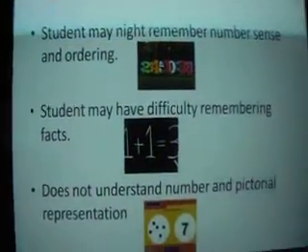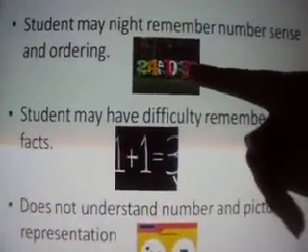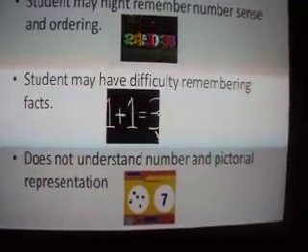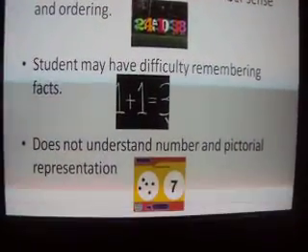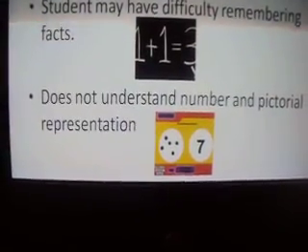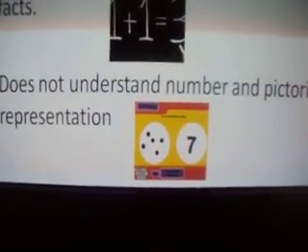Here are some examples of dyscalculia. Students may not remember number sense and order, so they may mix up 2, 4, 1, 3 instead of 1, 2, 3, 4. 1 plus 1 is 3. They don't know simple facts, and they do not understand that number and pictorial representations match. They may have only 5 dots, but they may say it's the number 7.